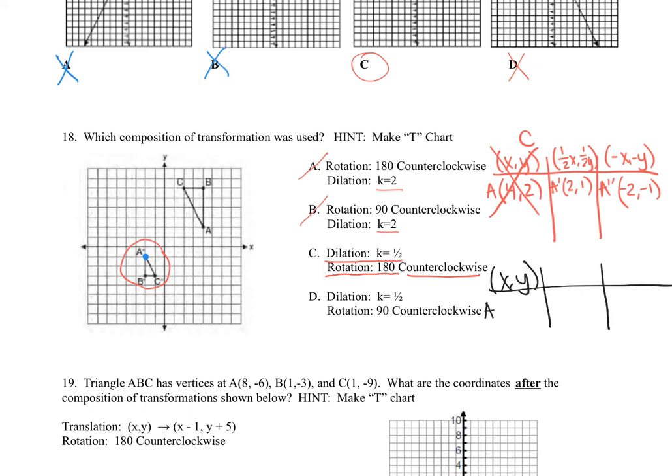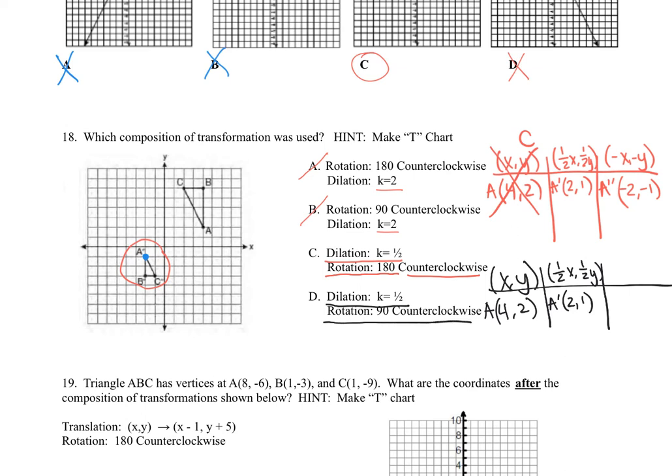And we're going to go ahead and check A again, which was at 4, 2. So this time for answer D, they want a dilation with a scale factor of 1/2, which happens to be the same as the last one. So we're going to do 1/2 times X and 1/2 times Y. So A prime, half of 4 is 2, and half of 2 is 1. So there's A prime. And the second part, they want us to rotate it 90 degrees counterclockwise.